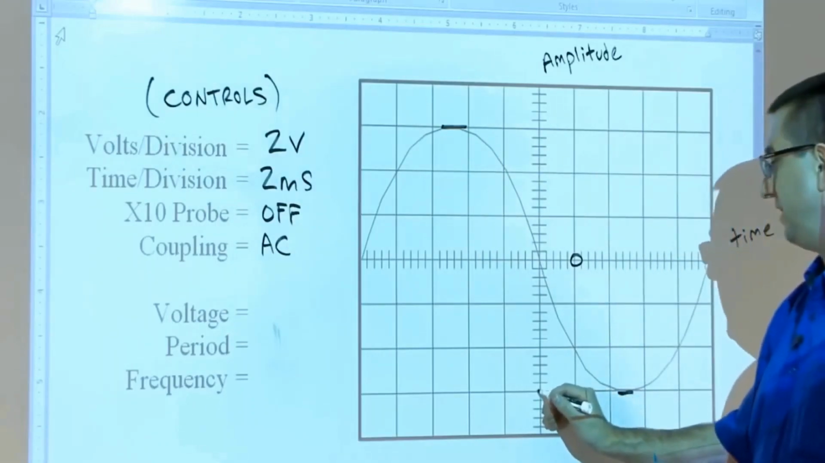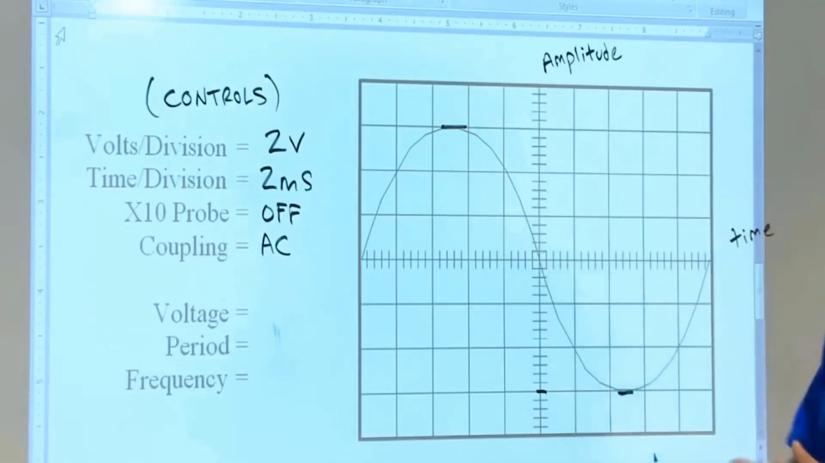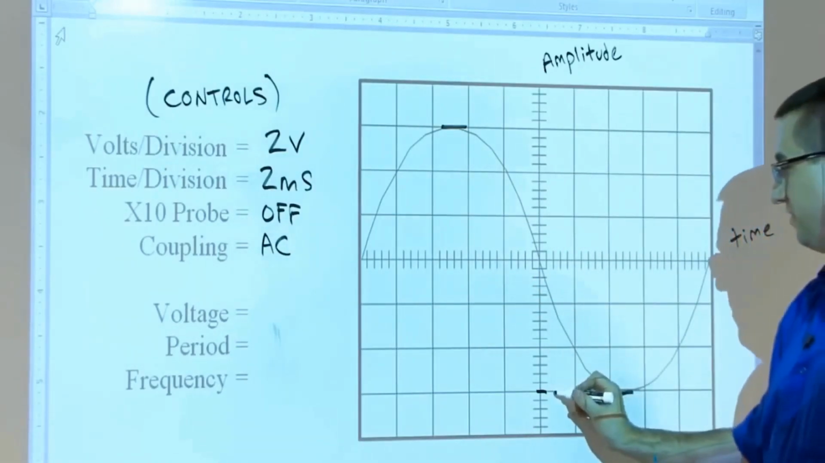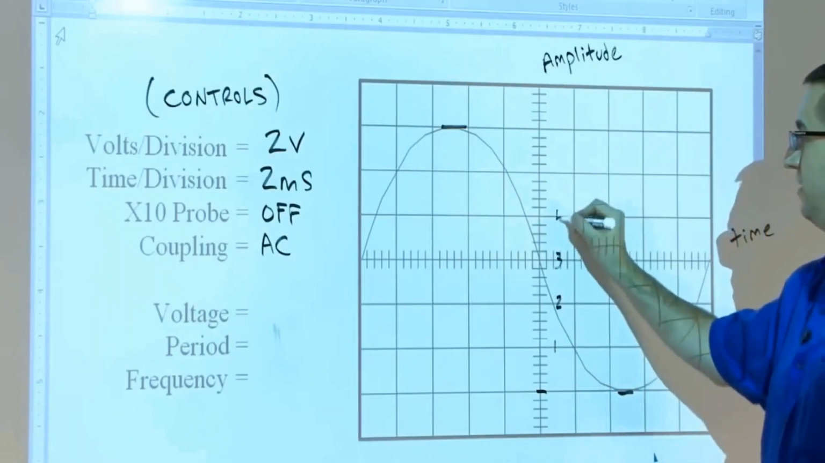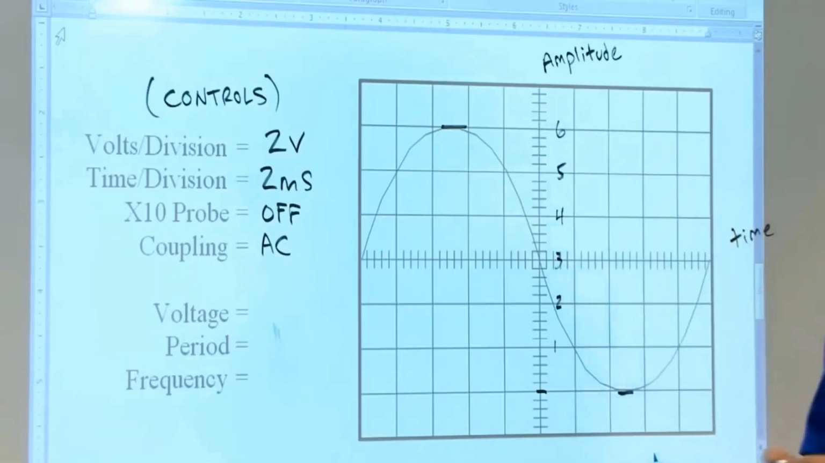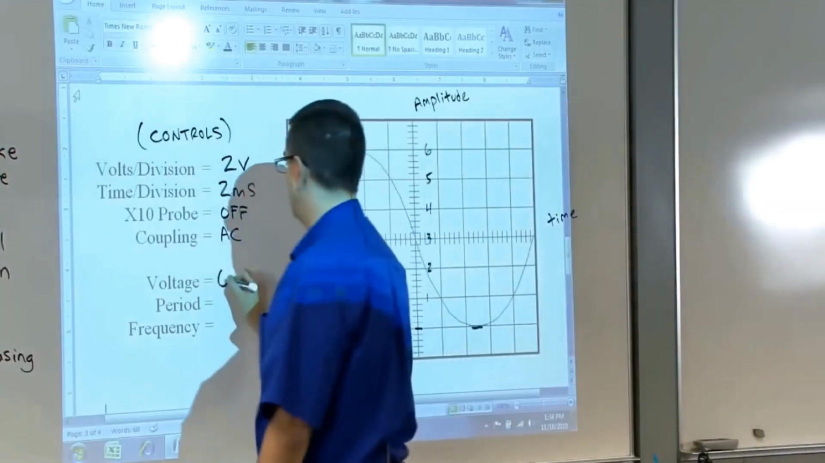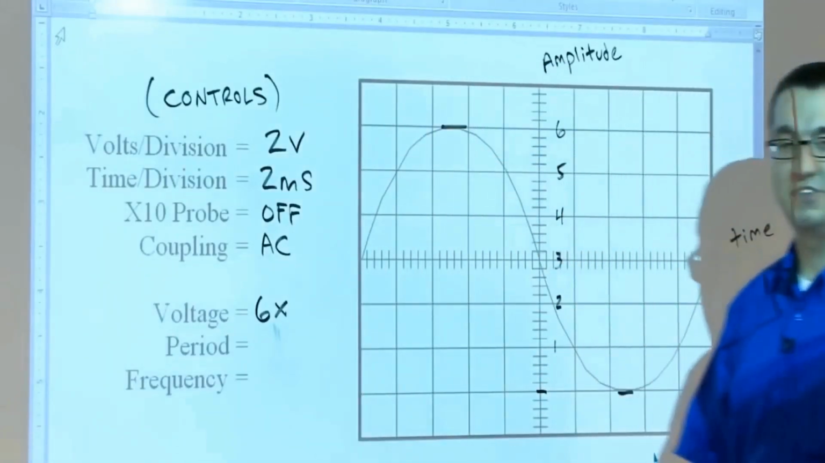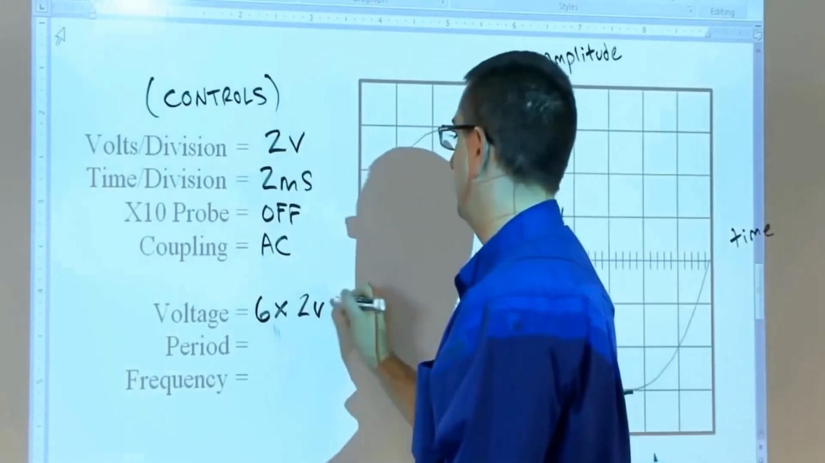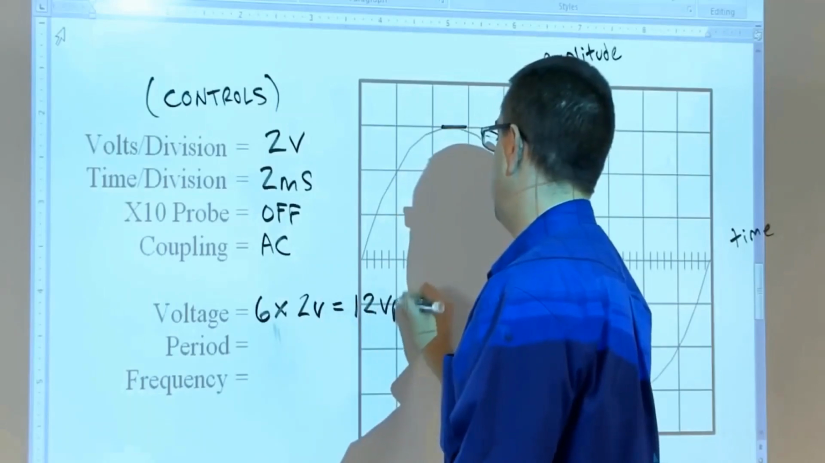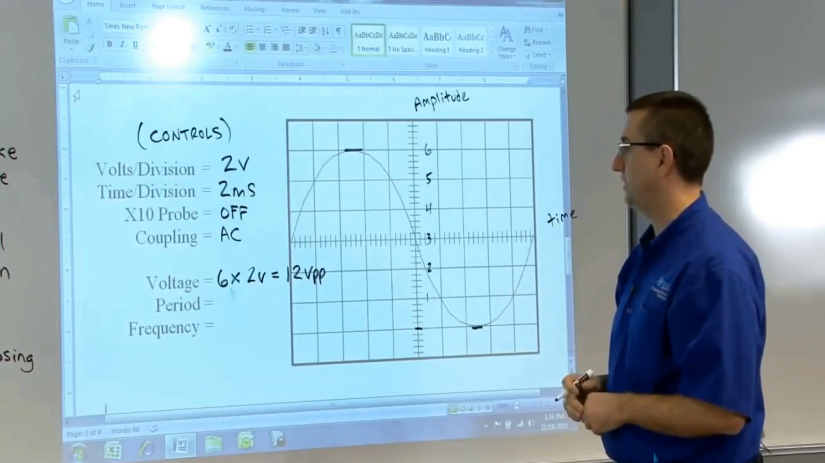So if this is really 1, 2, 3 down and 3 up, I like to actually just count the full peak to peak though. So if I call this 0, if I just pretend this is 0, this would be 1 division, 2 divisions, 3, 4, 5. I can see I have 6 full divisions on my trace here. So I'm going to take my 6 divisions, and again, it's no different than it was for DC. I'm going to multiply that by my volts per division, which is 2 volts, and that's going to give me 12 volts peak to peak. I notice that my times 10 probe is off, so I don't have to do any multiplication or anything.